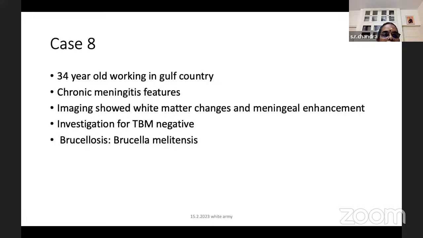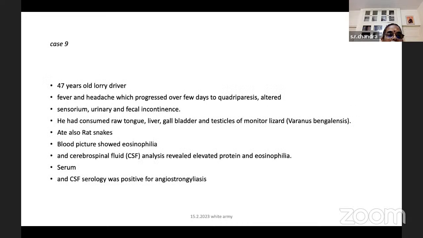Next case is a 35-year-old person working in a Gulf country, who had features of chronic meningitis. Imaging showed white matter changes and meningeal enhancement, and investigations for TBM were negative. But he admitted that he had been drinking unboiled camel milk. So unboiled cow's milk and camel milk is a source of brucella. And so we got the clue, and he was investigated and turned out to be brucella.